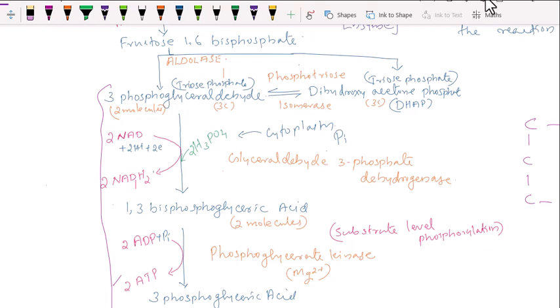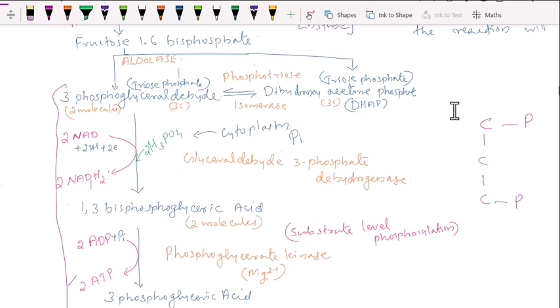I already told you there are 2 molecules of 3-phosphoglyceraldehyde. So 2 NADH2 molecules can be produced from 2 NAD. During that conversion, another thing is that 1 phosphorus is added to the triose phosphate. Thus it becomes 1,3-bisphosphoglyceric acid.